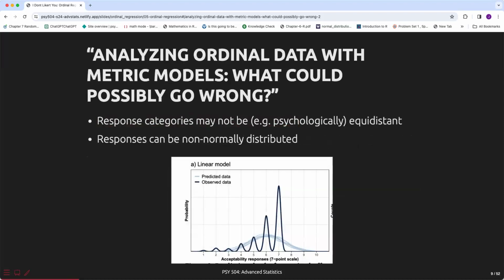Within a metric model, the assumption is normally distributed variables, right? Well, as we can see here, this is from the Zhao article, sorry. What we can see here is that the response options are not normally distributed, right? We have these little peaks at each of the response values, right? On the 7-point scale here, and we see the normal distribution in the background there, right? It is definitely not normally distributed, right? So that's problematic for metric models.